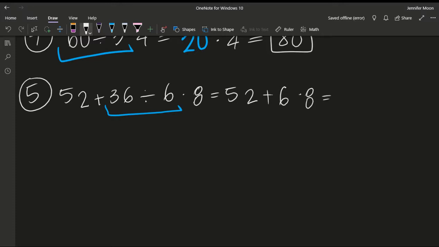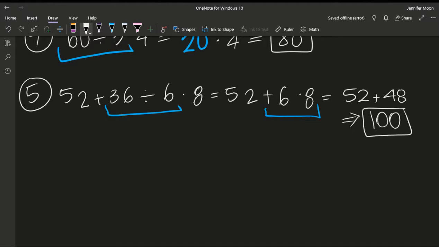Okay, so again, with the multiplication, I have 52. 6 times 8 is 48. Signs are the same, so it's positive. If you add those together, you get 100.